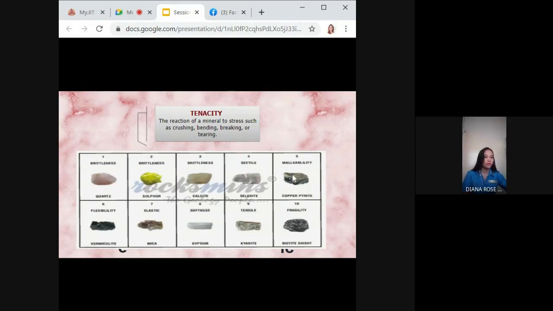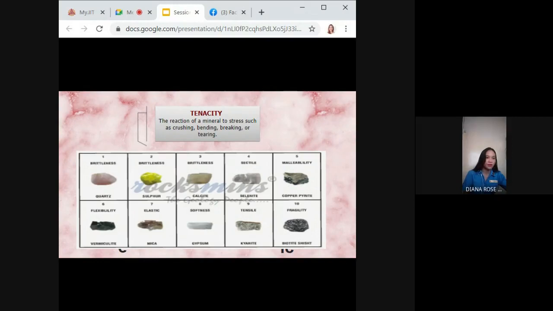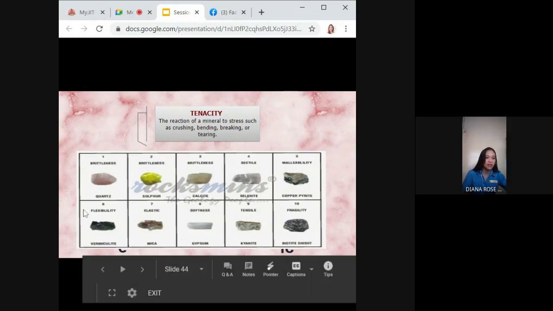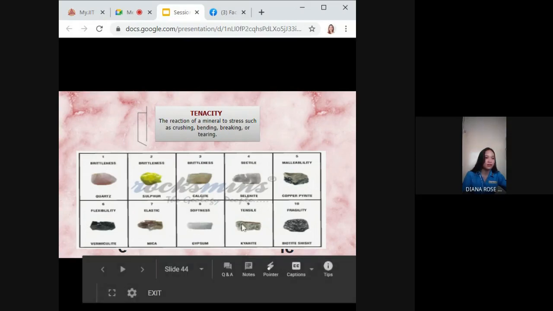And then we also have malleability. Malleability is when a mineral can be flattened by pounding with a hammer. It is considered malleable. And then flexibility is when a mineral can be bent but remains in the new position after it is bent. It is considered flexible but not elastic. We can only say it is elastic when it is flexible and, when bent, springs back to its original position. And then we also have softness and tensile. That's all.